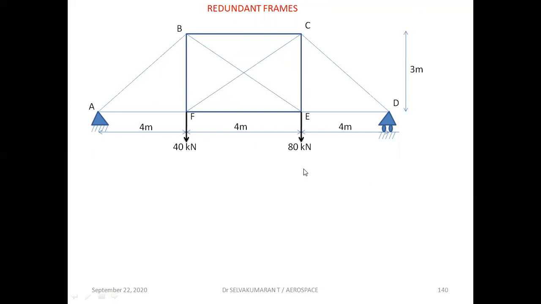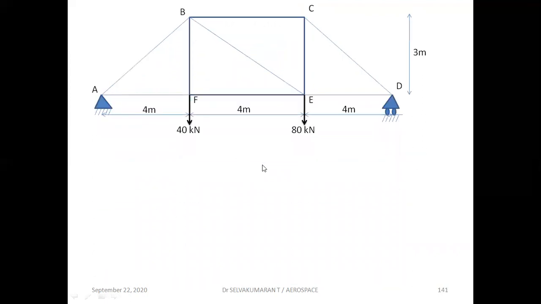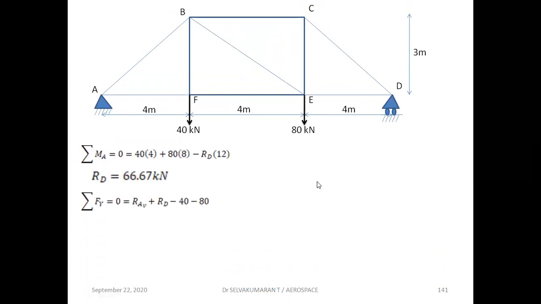We cannot directly solve the statically indeterminate structure. First we have to convert the statically indeterminate structure to a statically determinate structure. So let me remove any one of the members so that the structure becomes statically determinate. Now I have removed the member FC. Now the given structure becomes statically determinate. Now for the given loading, find the support reactions.